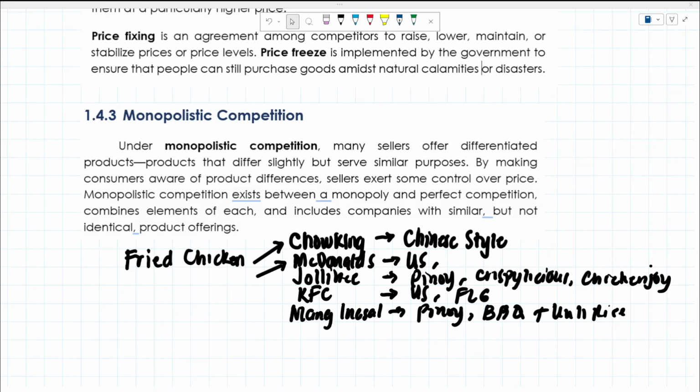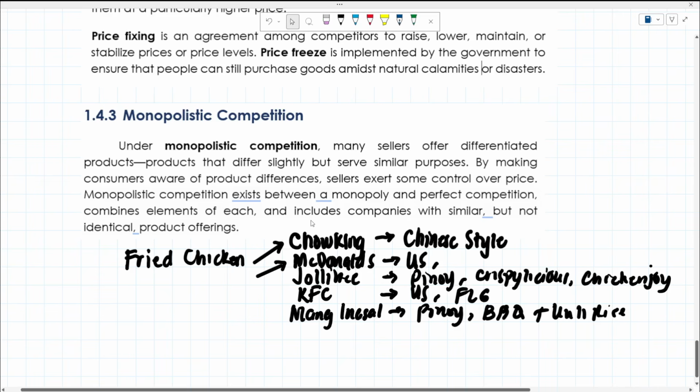Sa chicken, 'di ba? Merong branding na pang Pinoy, pang masa, merong branding na pang social, 'di ba? Like Kenny Rogers or Max's, no? May branding na pang kultura, Pilipino, Amerikano, no? And some others, no? May mga iba pang flavor diyan. Flavor 'yan, location, and ambience, okay? Which gives them a slight control over their own pricing.